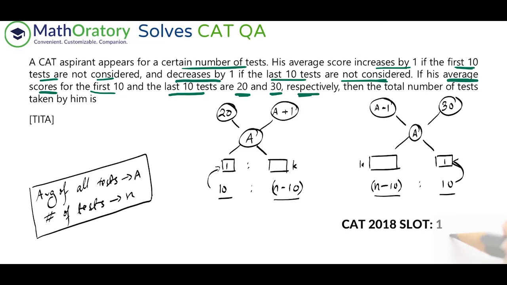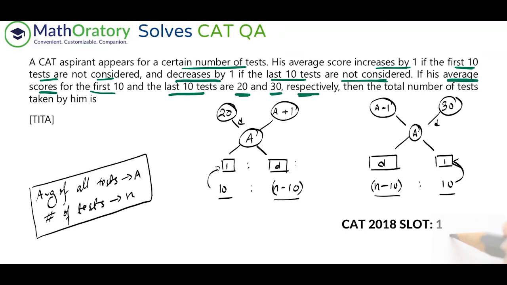Or instead of k, let me write that as d, because in alligation, we take the differences usually, right? So let us say this is a certain difference d, and this is also a certain difference d. So what is this d, by the way? So 20 and a has this difference of d, and 30 and a also has this difference of d, right? So it is pretty obvious that a should be lying between 20 and 30.